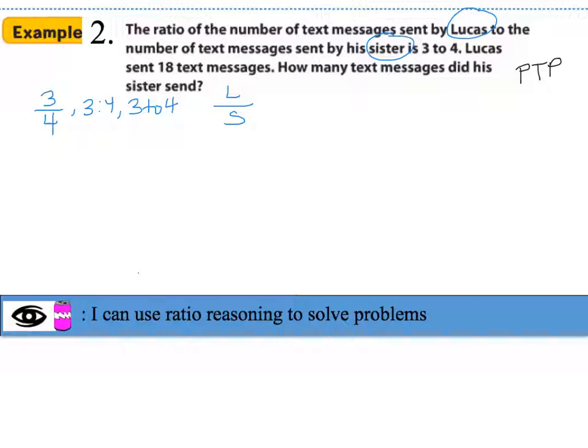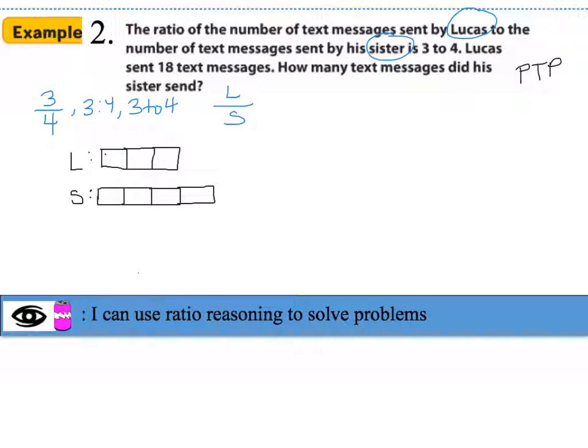So since I'm using a part-to-part ratio, I'm going to have to draw my diagram. For Lucas, it says Lucas sends 3 text messages. So I'm going to draw a part-to-part ratio using this diagram. Here's 1, there's 2, there's 3. Lucas has 3 boxes. Right underneath it, I'm going to draw his sister's boxes, which is 1 box, 2 boxes, 3 boxes, 4 boxes. So that is the diagram that represents the part-to-part ratio for this problem.